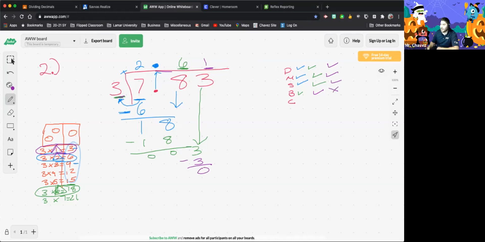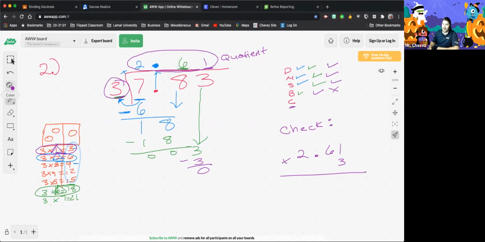Now you're done. So far, this is our quotient. Our quotient is 2 and 61/100. That's our quotient. So now we got to check our work. And the way we check our work is we multiply. So let's get 2 and 61/100 times 3.